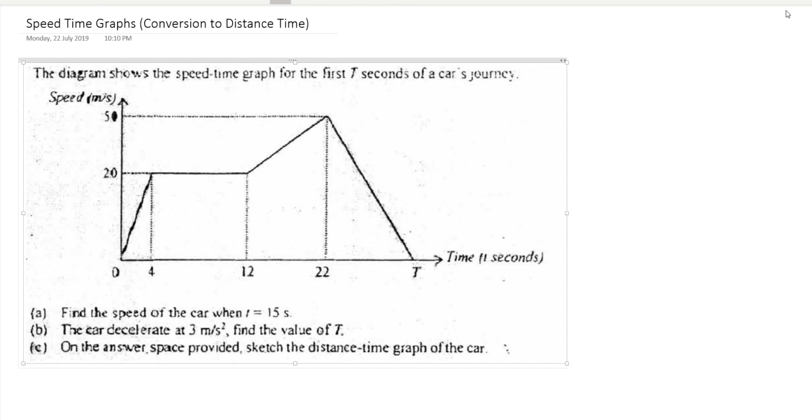Hi students, this is Mr. Ivan, and today we're going to talk about speed time graph and one important concept of speed time graph, which is conversion of the speed time graph to distance time graph.